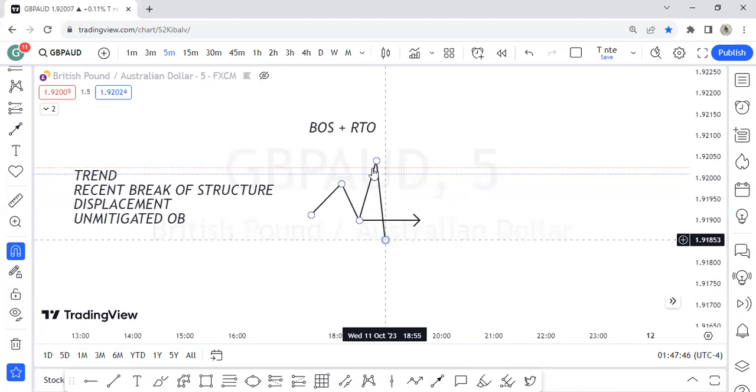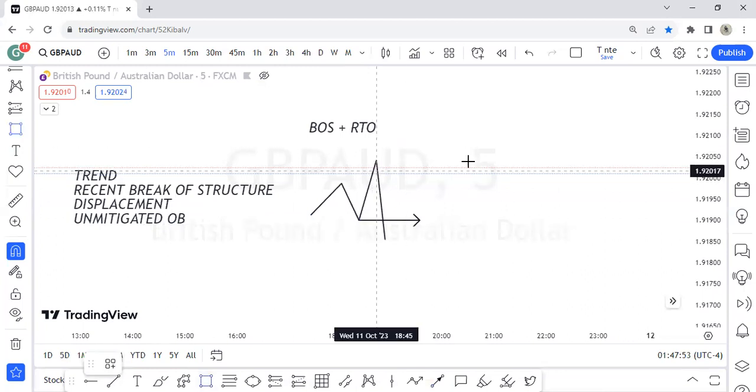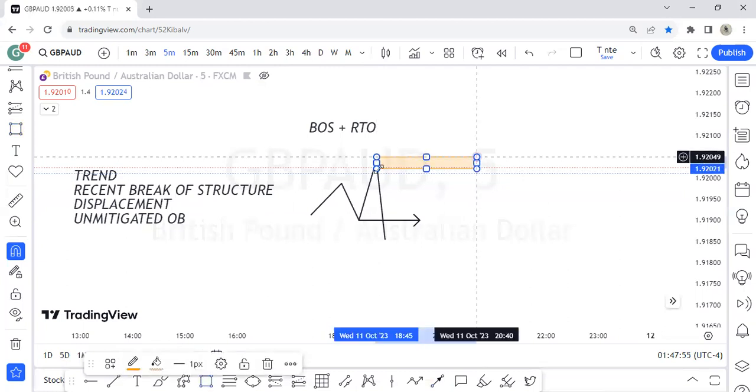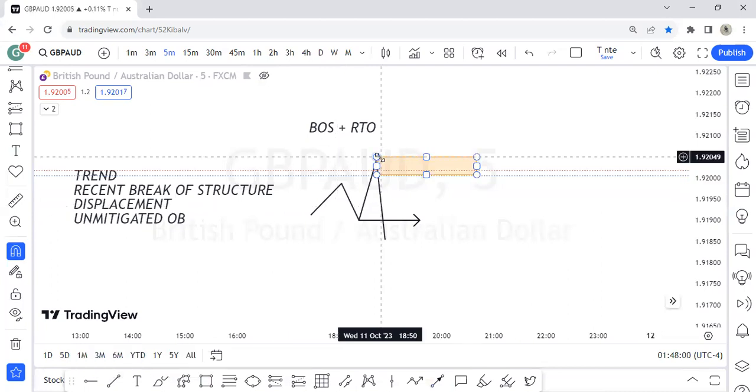Then the next thing to do is to look for the order block that led to this strong break. So you look out for the order block that led to the market being bearish. That is your POI. So this is how you trade it.